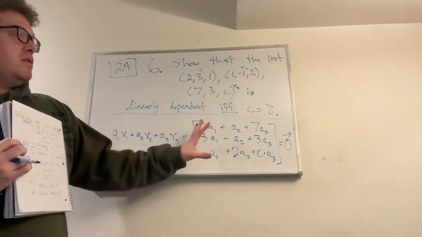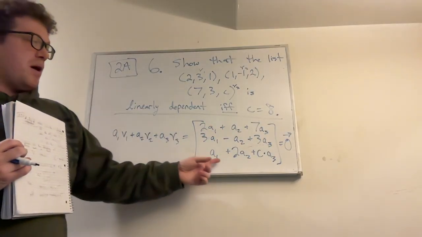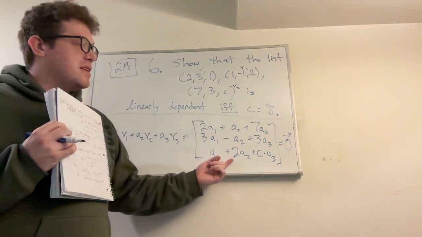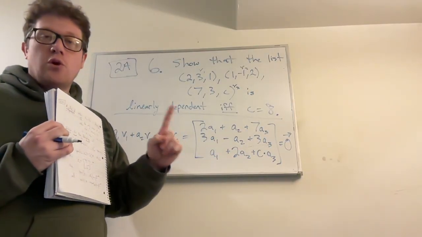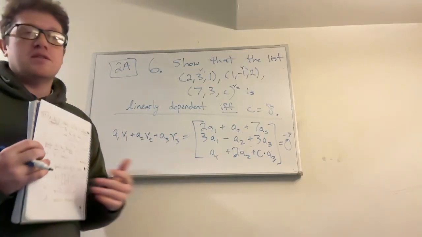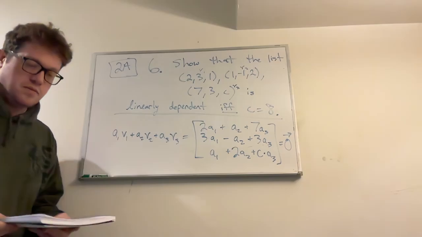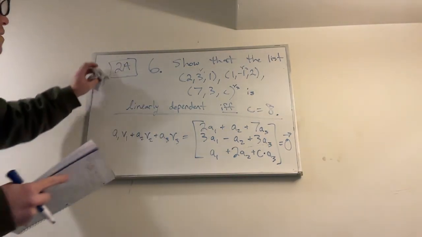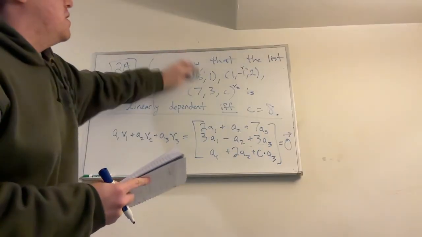Okay, so now basically we just reformulated the problem. We want to know, when does this have exactly one solution only, which is A1, A2, and A3 are all 0? And that's what we want to figure out. So still working on this problem.